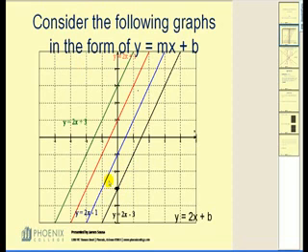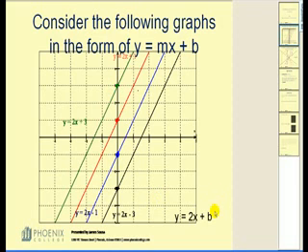The blue line, y equals 2x minus 1, crosses the y-axis at negative 1. The red line, y equals 2x plus 1, crosses the y-axis at positive 1. The green line crosses the y-axis at positive 3 with an equation of y equals 2x plus 3. So as you can probably notice, there is something of a pattern going on here.